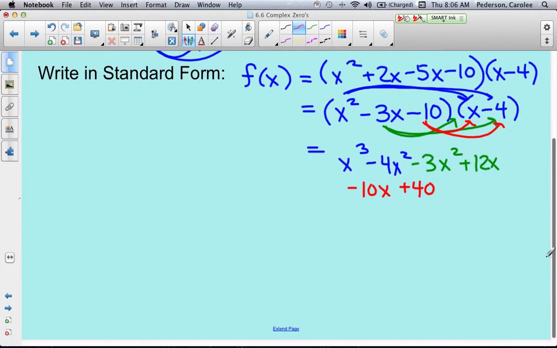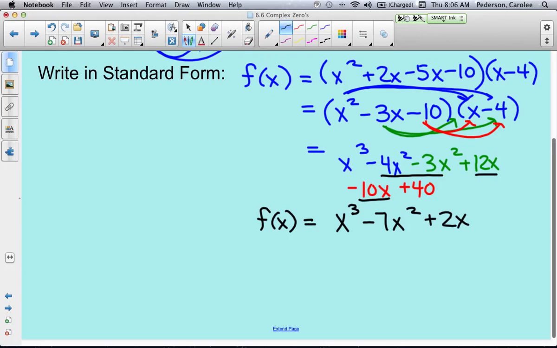Now we're going to go ahead and combine like terms and make sure it's in standard form. So we look for the highest term. The x cubed is the highest term. X cubed, no other x cubes in that equation. And then our like terms are the x squareds. So negative 4x squared minus 3x squared is negative 7x squared. And then I have like terms of 12x and negative 10x. Those combine to 2x. And then I have my constant at the end, plus 40.